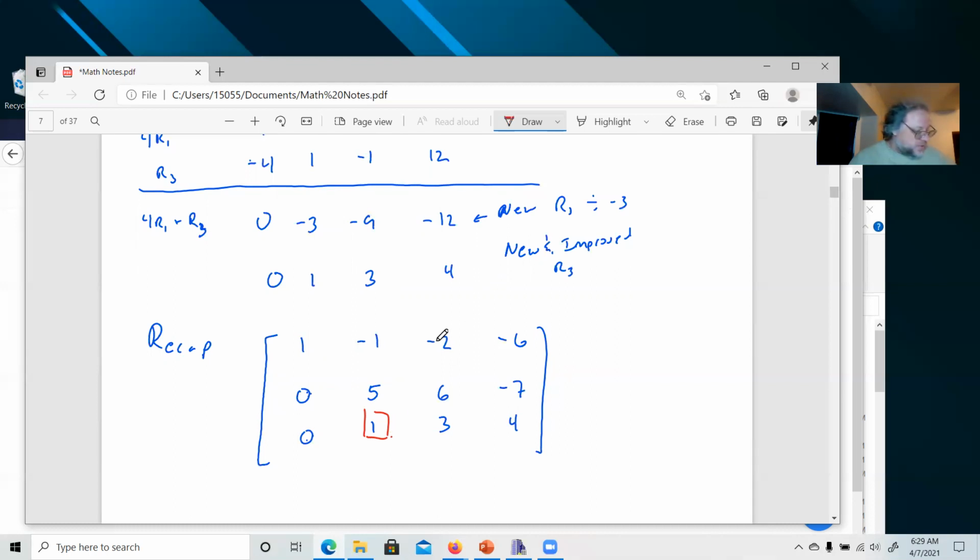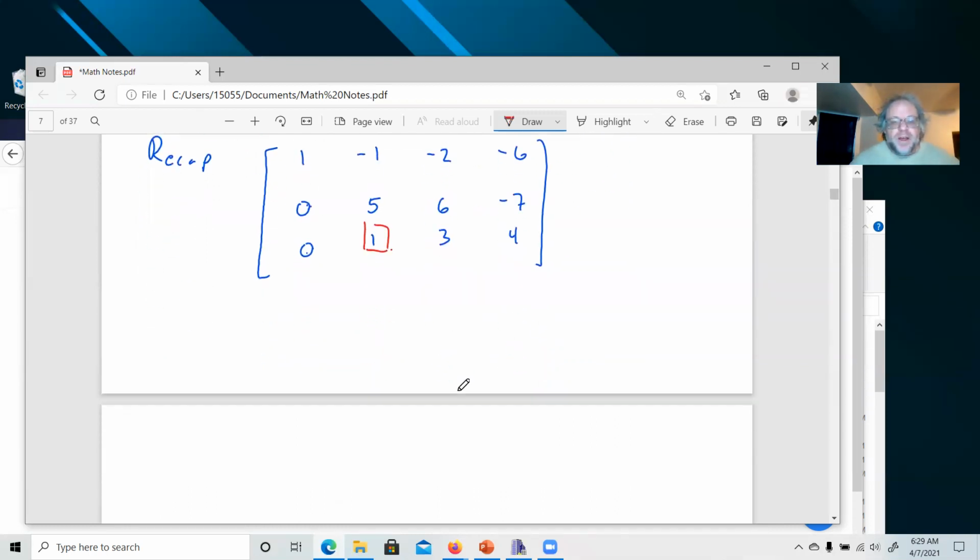Okay, so let's see, what did I do for that one? We said, I think I have to multiply row 3 by negative 5. Okay, I think that's what we're going to do here. So we're going to take, oh, let's go back to blue. Okay, so here's my row 2. This was 5, 6, negative 7. And then we have negative 5 times row 3.